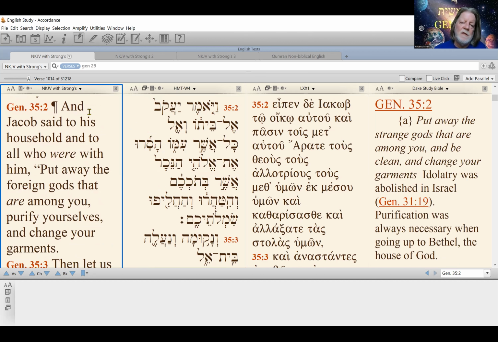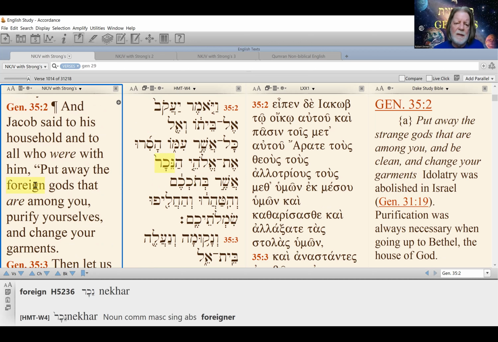And Yaakov said to his household and to all who were with him, and this is before they actually departed for Bethel, he said to them, put away the foreign gods that are among you. And these would be these little statues. Nekar in Hebrew means foreign or strange, and then Elohe Hanekar is talking about foreign gods. And the New King James, appropriately so, spells gods here with a small g, meaning they're not actual gods. There's only one true God. But the Canaanites would have called these legitimate gods. They would have spelled it with a capital G. We spell it with a small g.